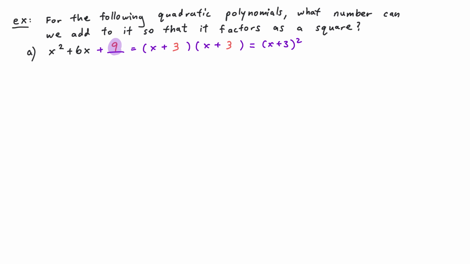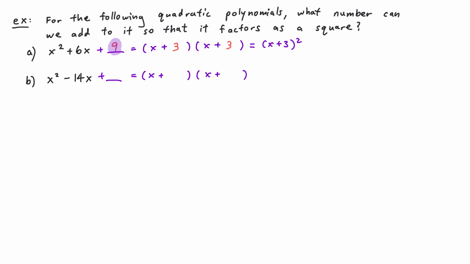Let's try another example. In example B here, we're working with the polynomial x squared minus 14x. We need to come up with a number that we can add on at the end so that we can factor this as x with something squared. Again, if we're factoring a polynomial like this, we're going to end up with x plus some number times x plus some other number. And if we want this to factor as a square, our two numbers here have to be the same number. When we're factoring, the two numbers have to add up to the middle number, negative 14, and multiply to the last number.